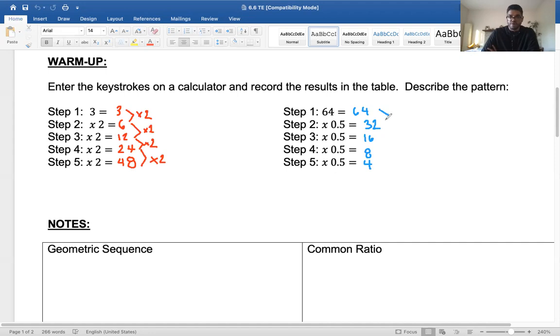Again, if you look here, what's the pattern between all these numbers? Here we're cutting in half, and remember, dividing by 2 is the same thing as multiplying by a half. Dividing is the same thing as multiplying by the reciprocal. So we're just multiplying by 1/2 each time as we go down. That's the idea behind geometric sequences: we're multiplying by some constant ratio each time. If you think way back when we did arithmetic sequences, we were adding or subtracting the same number each time. Now we're going to be multiplying.